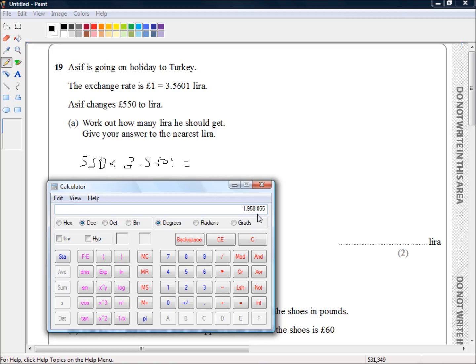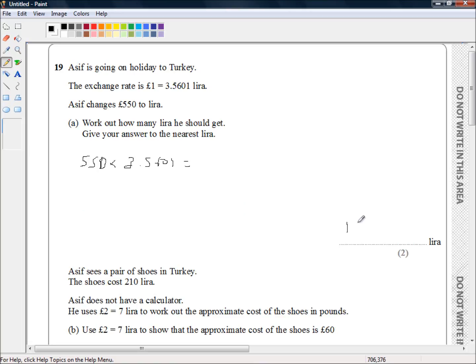So this is 1958. It does not round up to 1959. It certainly won't round down. So it's 1958 lira.